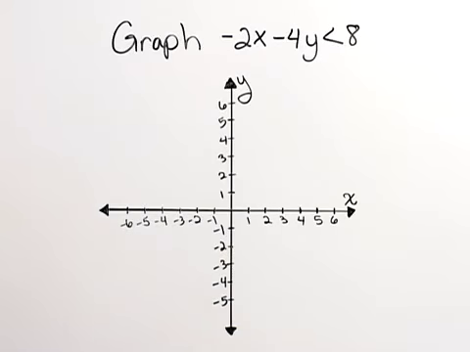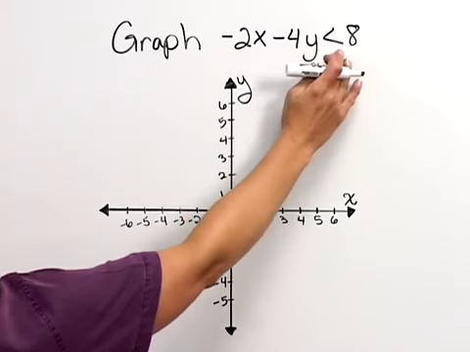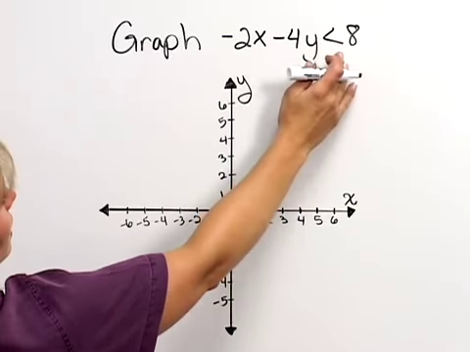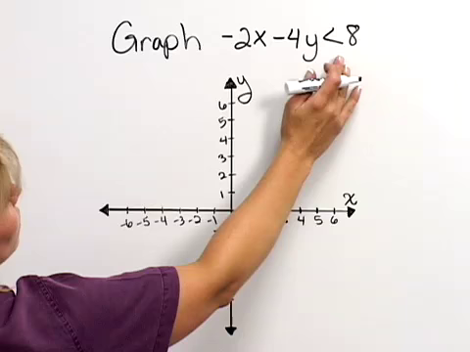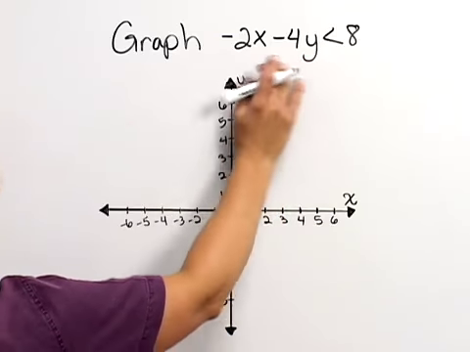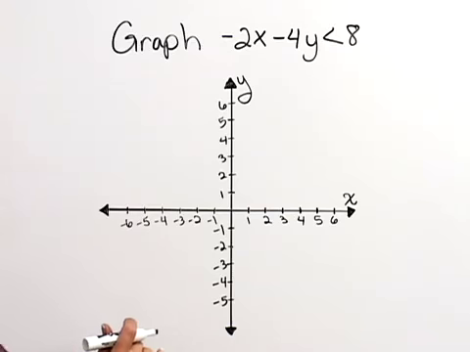Graph the inequality negative 2x minus 4y less than 8. Since this is just less than, and it's not less than or equal to, we'll use a dashed line. So this will be a dashed line. Let's find out where that line should go.